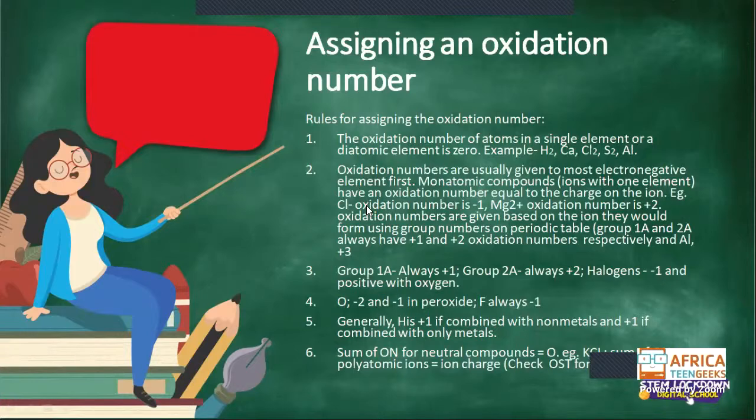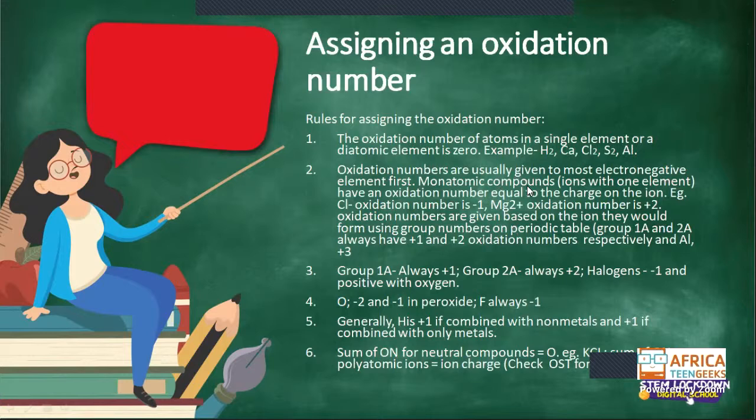Okay, so that's what it means. You already have a charge number. So if they are monatomic compounds, the oxidation number will be equal to the charge number. And for example, magnesium, I know we always use magnesium a lot as an example. Magnesium, the charge is 2 plus.